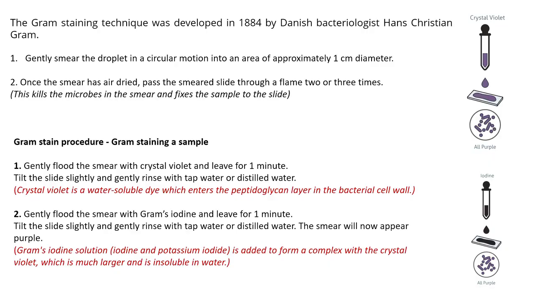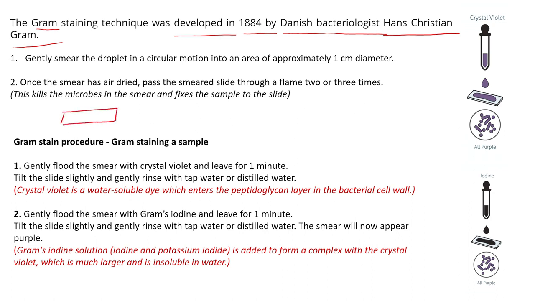Now we will study how gram staining works. I already told you the name Gram comes from the scientist's name. His name was Hans Christian Gram, and he was a Danish bacteriologist. In 1884, he developed this staining reagent. So how does gram staining work?